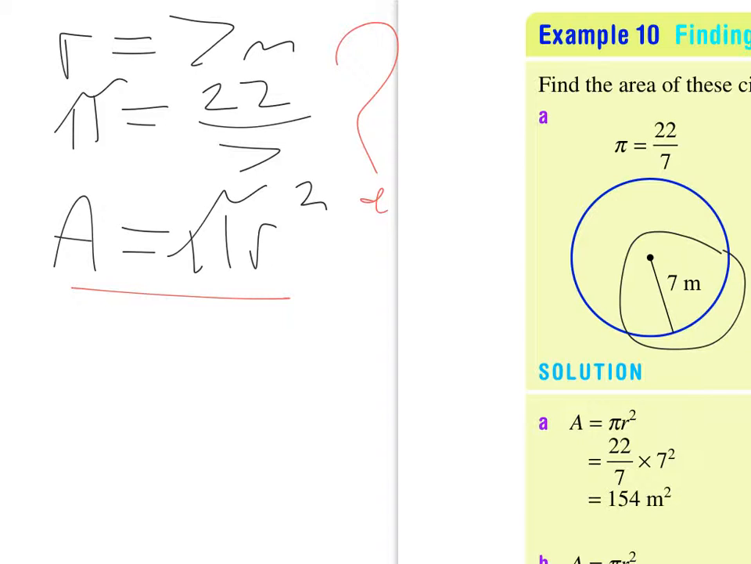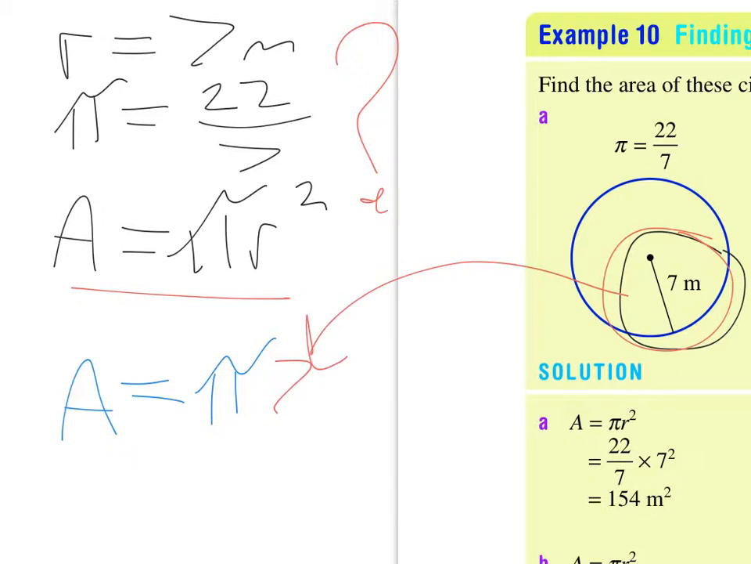The answer is yes. Okay, area equals pi. What we do know, I'm putting in red, pi times 7, 7 being the radius, so we get that. Whack it in there. 7, and we also need to make that squared.